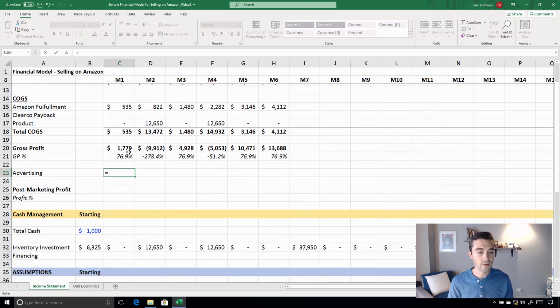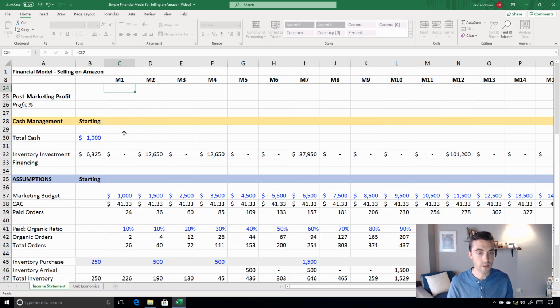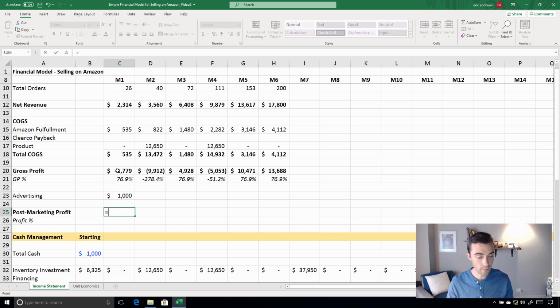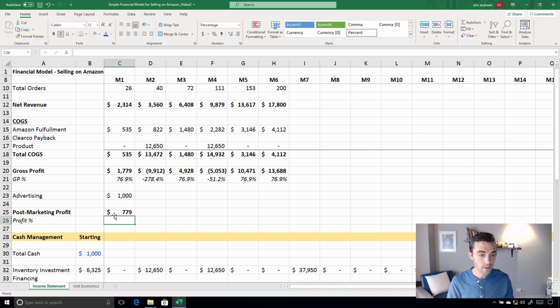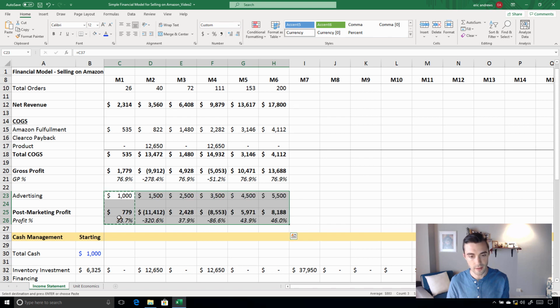And so advertising, we have down below. We put it in the budget each month, just link that in. And then your post-marketing profit, so that's your product profit minus your advertising. So all that work, and you only made $799. And the profit percent, technically that month is positive, and then the other months it's negative.